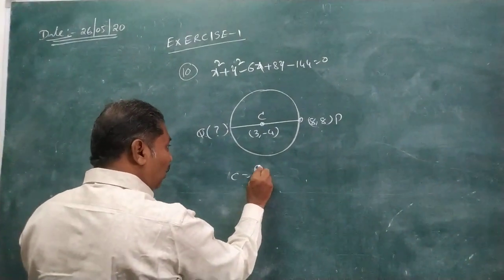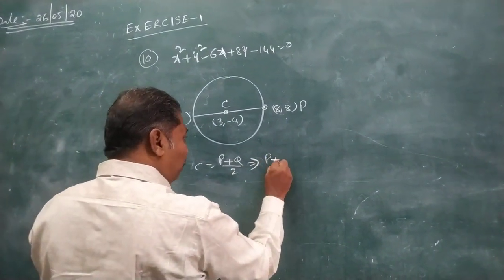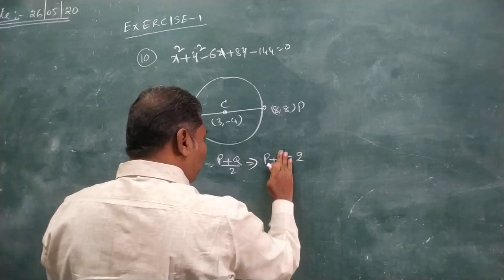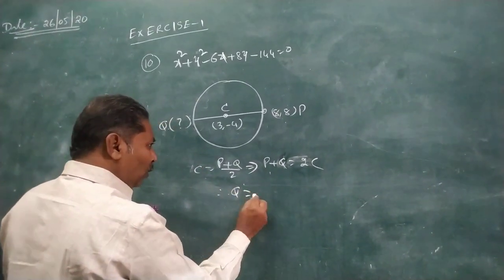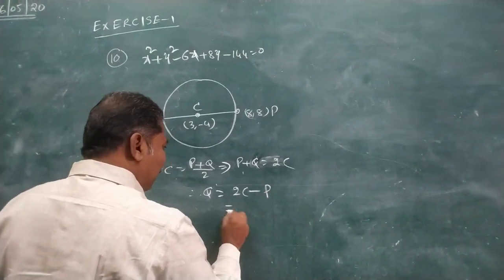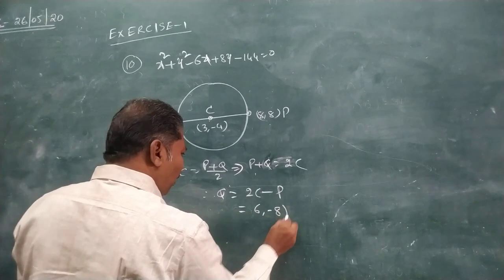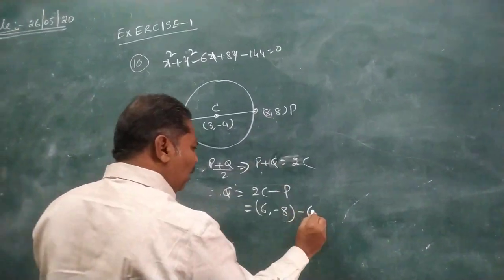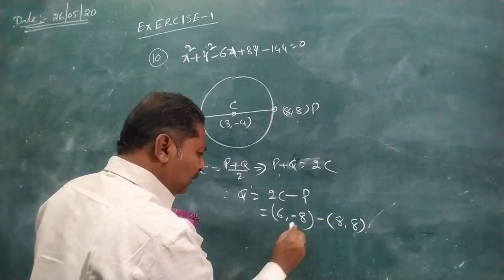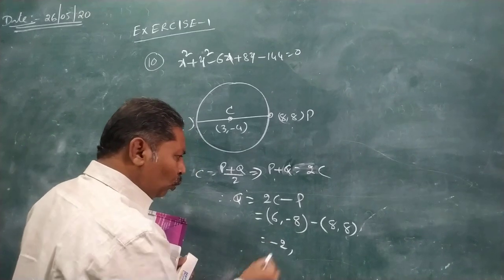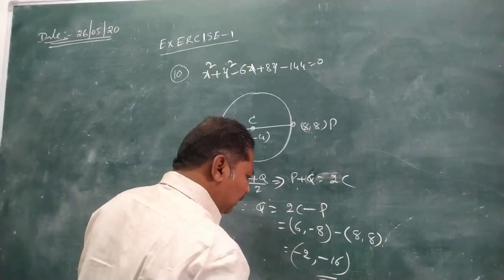So C equals (P plus Q) by 2. That implies P plus Q equals 2C. We want the Q value: 2C minus P. 2 into C equals 6 comma minus 8. P value is 8 comma 8. 6 minus 8 is minus 2. Minus 8 minus 8 equals minus 16.